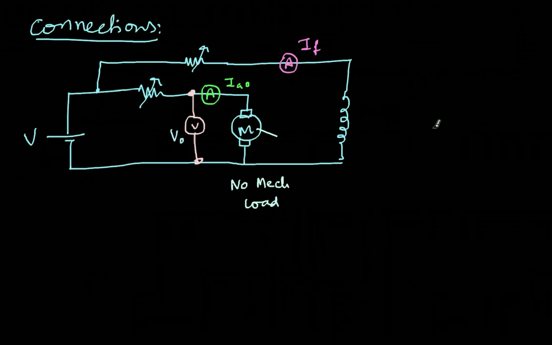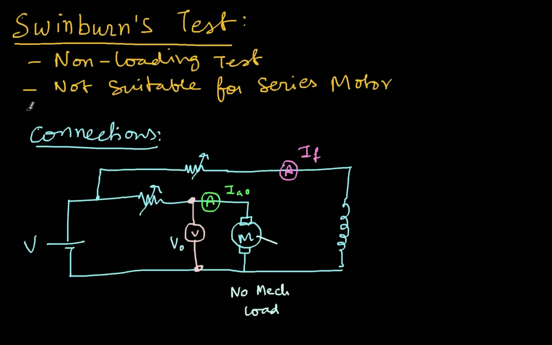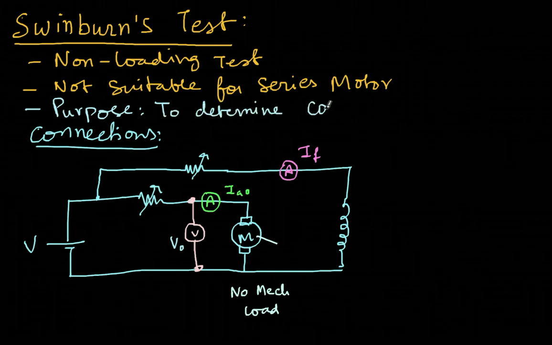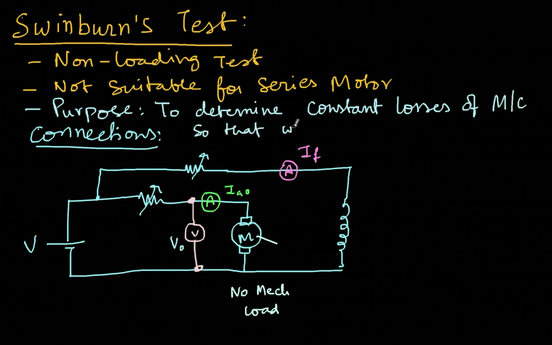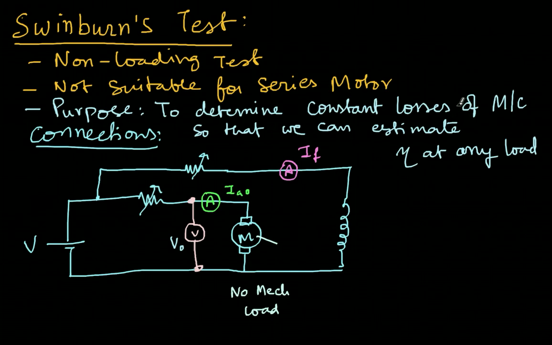By the way, I have not mentioned what is the purpose of doing this test. Okay, so let me write that here. Purpose, I just mentioned by word, but let me write it here. To determine constant losses of machine so that we can estimate efficiency at any load. So we'll see how that is done. So let's discuss this further.